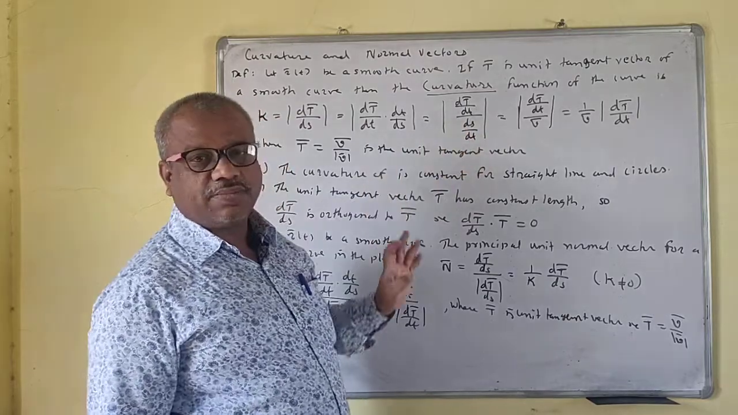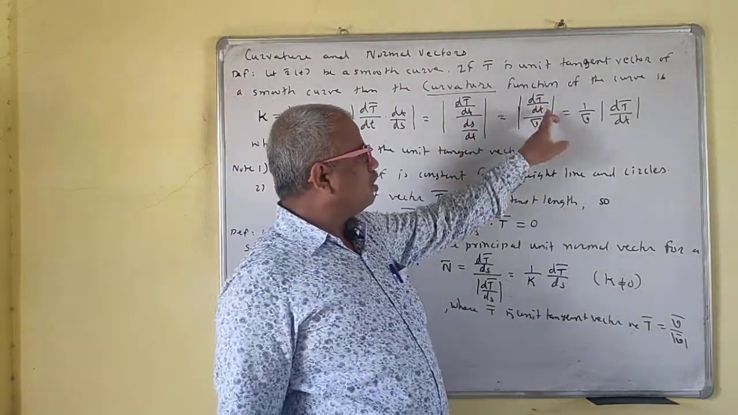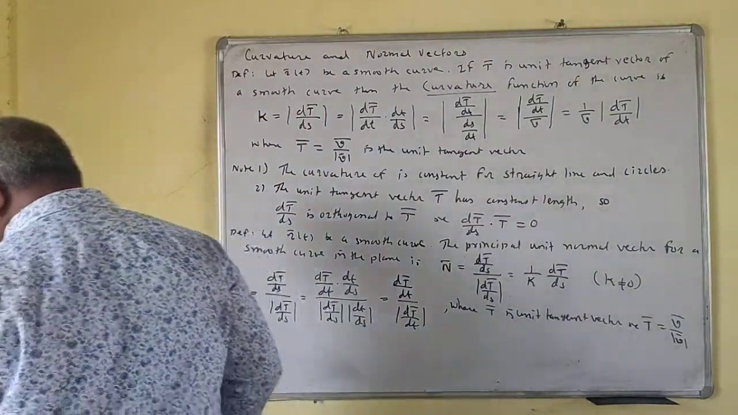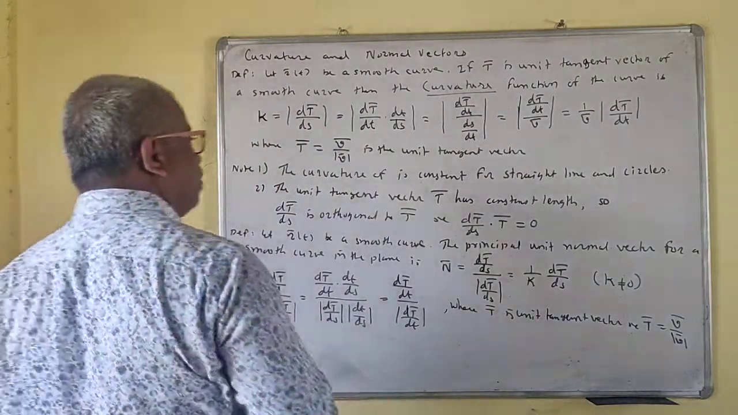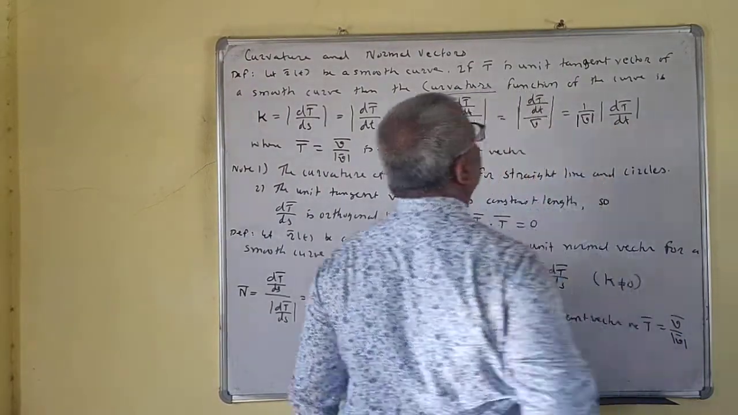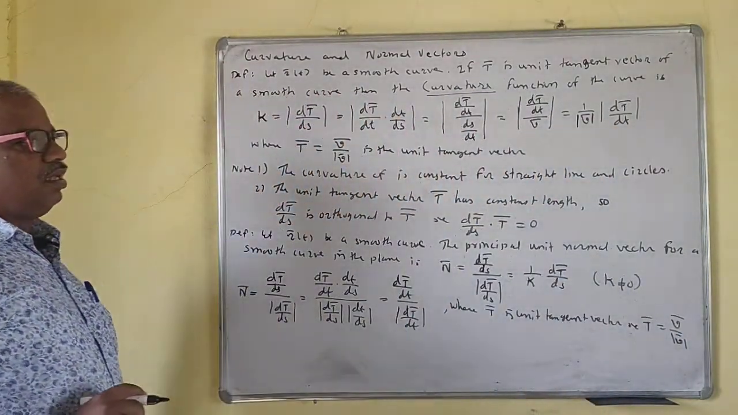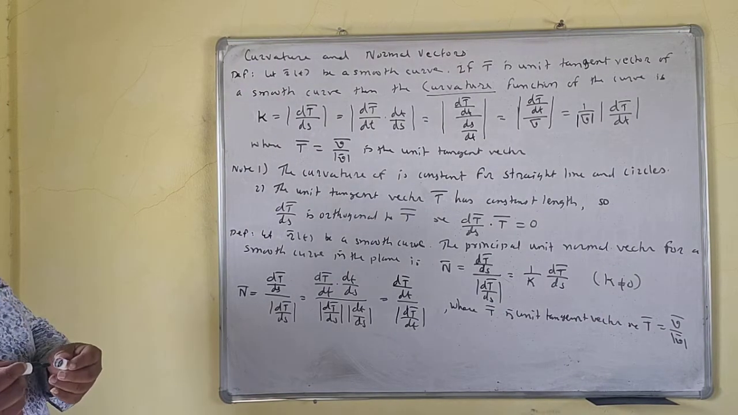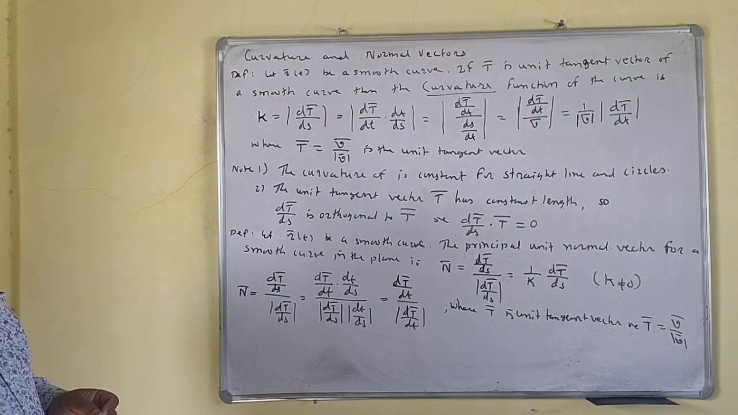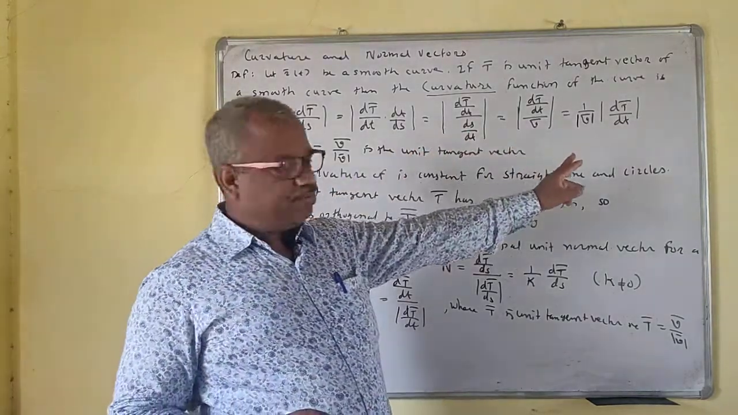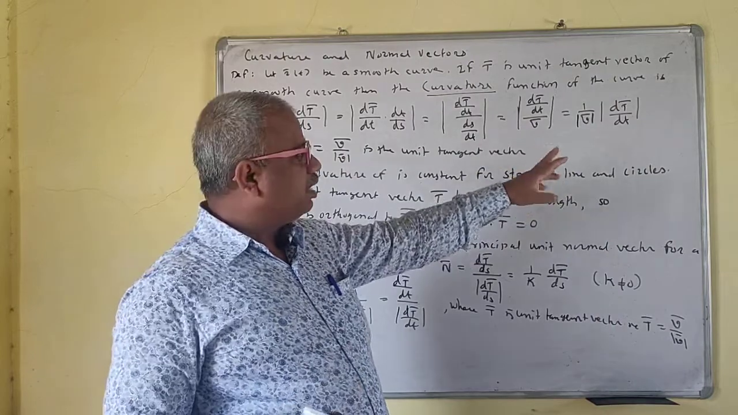ds by dt is the velocity. So this is 1 upon, and it should be the modulus: 1 upon mod of v bar, times mod of dT bar by dt. So you have to find the tangent. Yesterday we saw how to find a tangent vector. We will first find the tangent vector, and then we differentiate like this.